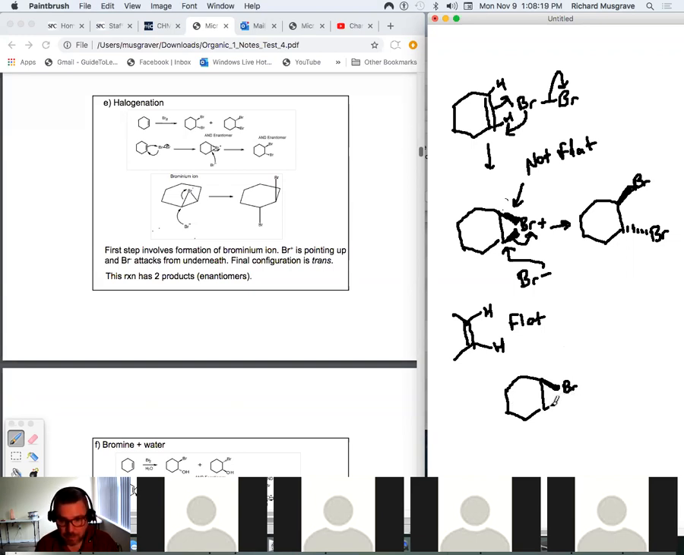Now, the Br is definitely going to come up from underneath. There's no question about that. But there is an open question as to which carbon it attacks, right? So you can see here that if it attacks on the top C, we'll get actually the opposite enantiomer. It's not the same thing. It might look the same, but it's actually different. And it happens to be non-superimposable.